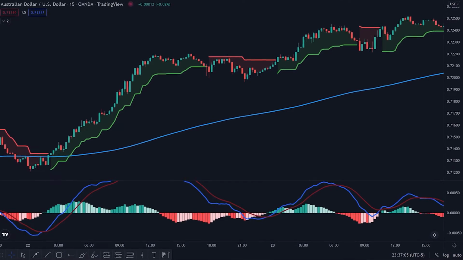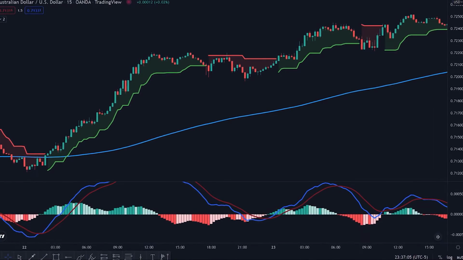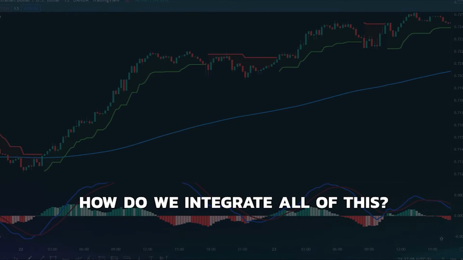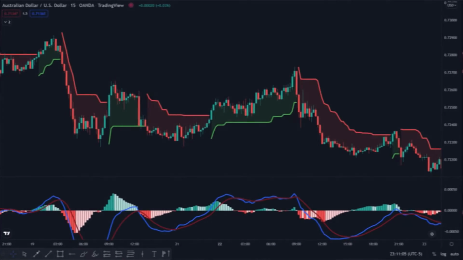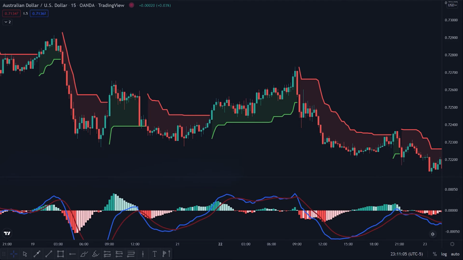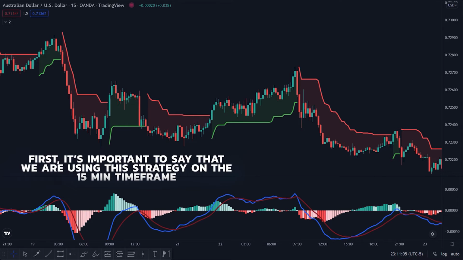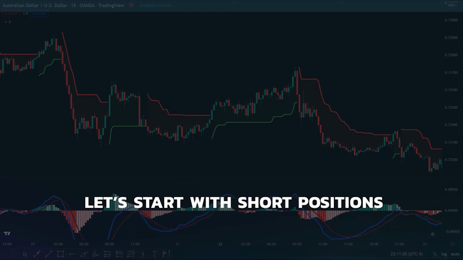So, these are all the indicators we are going to be using. Now, how do we integrate all of this? Well, this is how we're going to be trading the full strategy. First, it's important to say that we are using this strategy on the 15-minute time frame. Let's start with short positions.